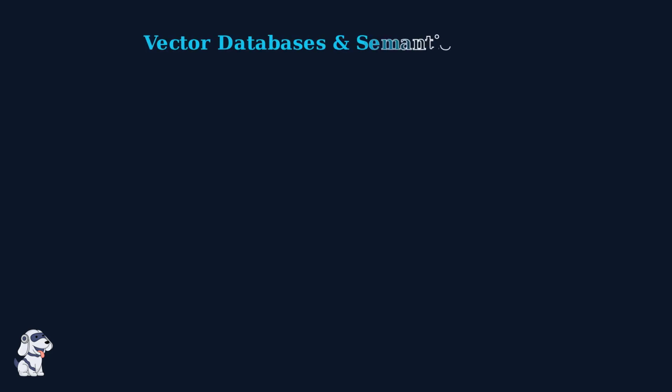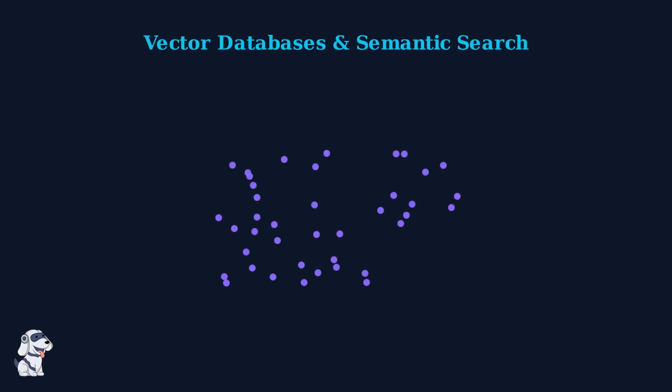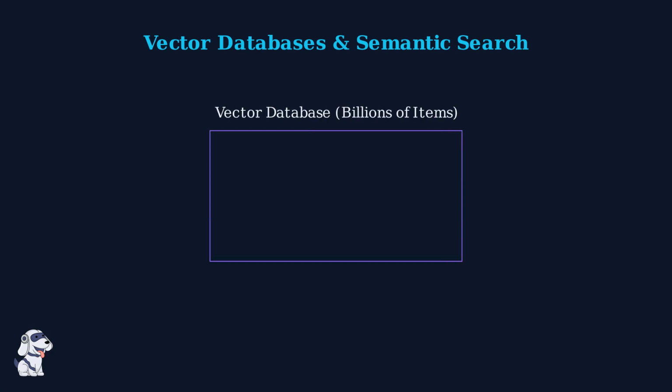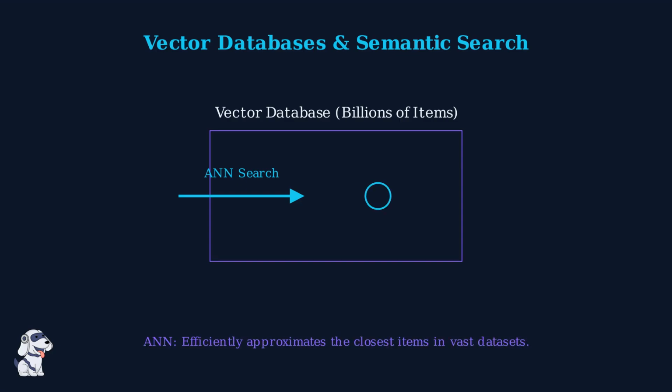Modern recommendation systems transform items into high-dimensional vectors. Think of these as coordinates in a vast mathematical space, where items with similar meanings are positioned close together. Semantic search works by finding items near a query point. Instead of matching exact keywords, it identifies items that share conceptual relationships. When searching through billions of items, we use approximate nearest neighbor, or ANN, algorithms. These allow systems to retrieve relevant results in milliseconds by partitioning the vector space.